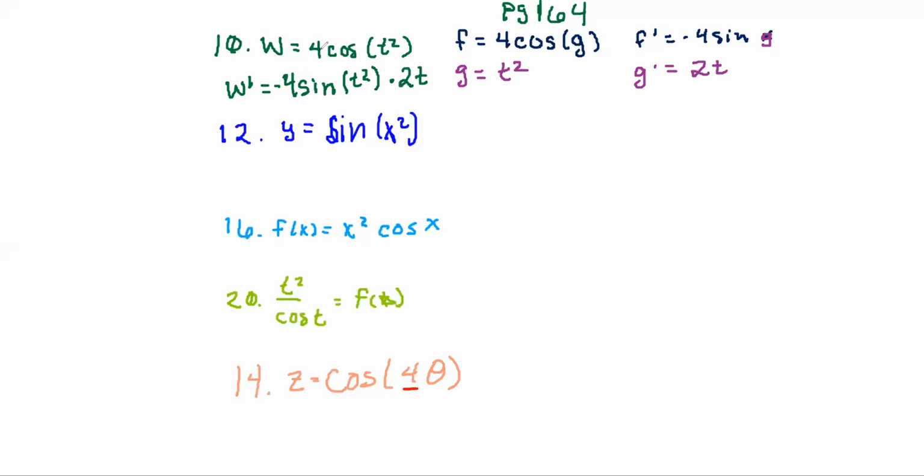And we can simplify that to negative 8t sine t squared if we want to, but for right now, just space-wise, I don't think we should. So there we go. Let's try number 12.